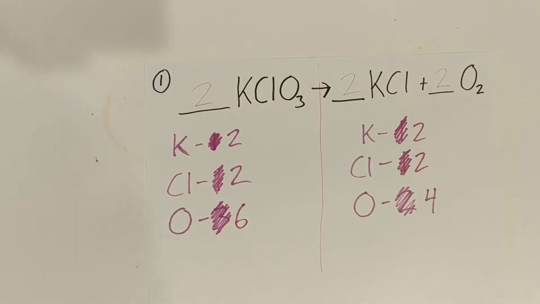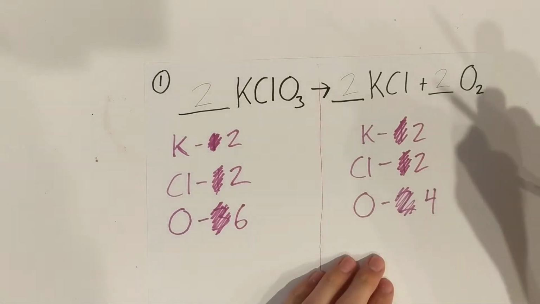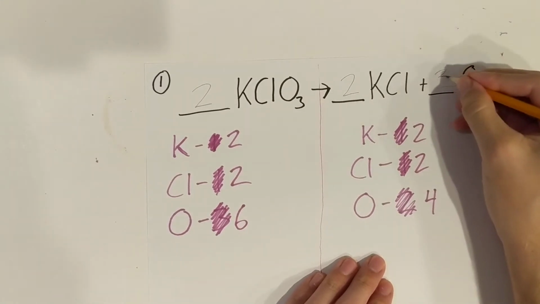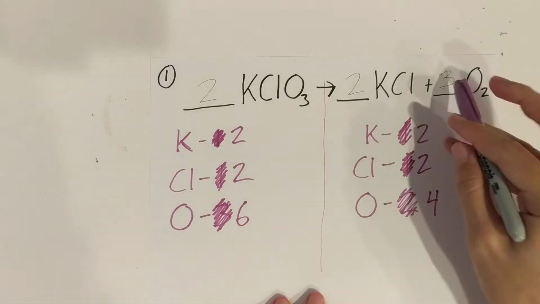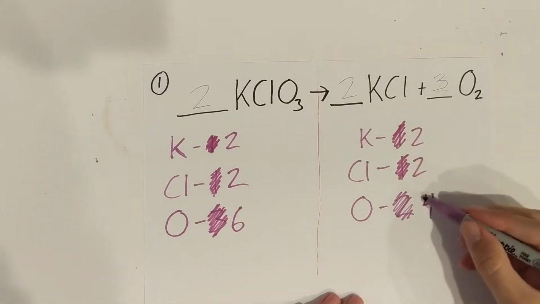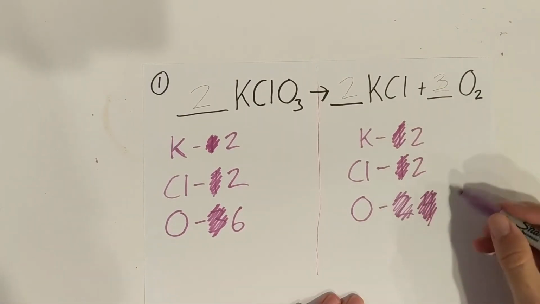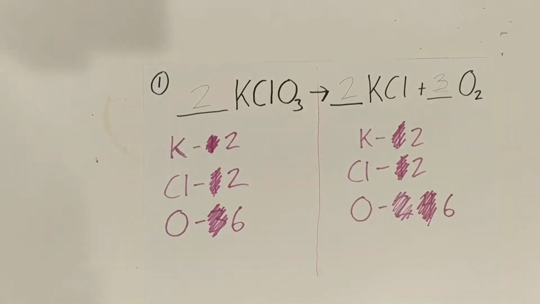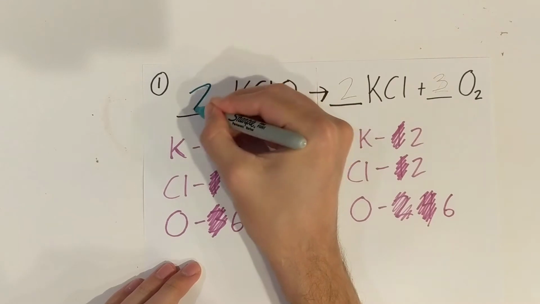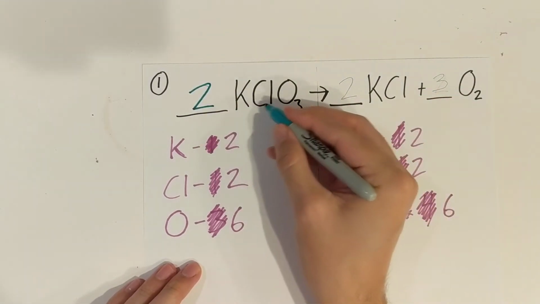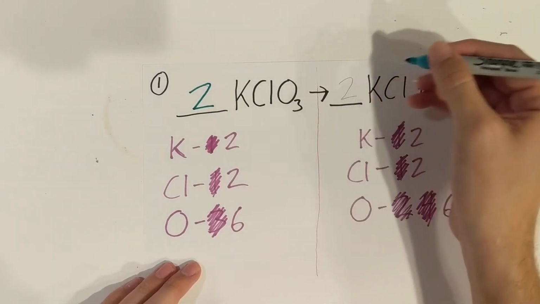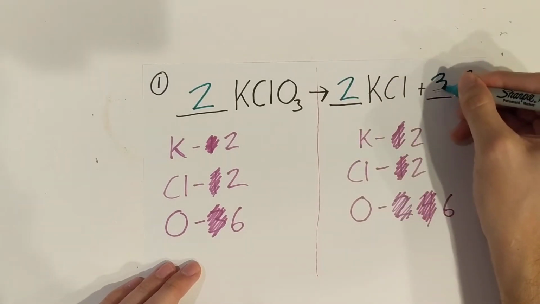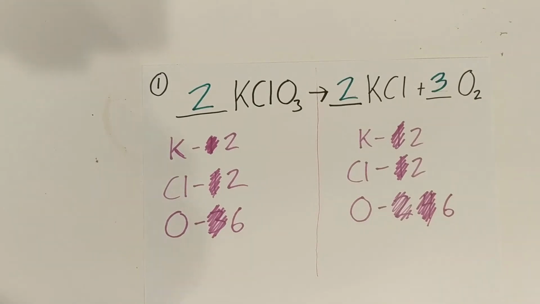Now we just need to balance our oxygen, and we could do that by changing this coefficient to a 3. So if that's a 3 now, we will have 6 oxygen. So now everything's balanced out. So our ending coefficients, we'd have 2 KClO3s, 2 potassium chlorides, and 3 oxygen molecules.